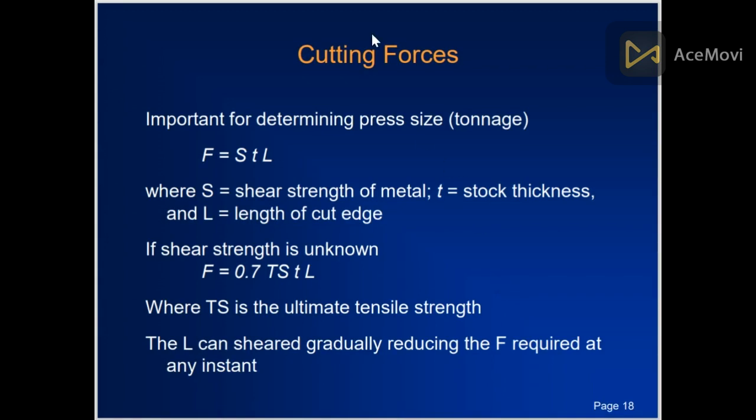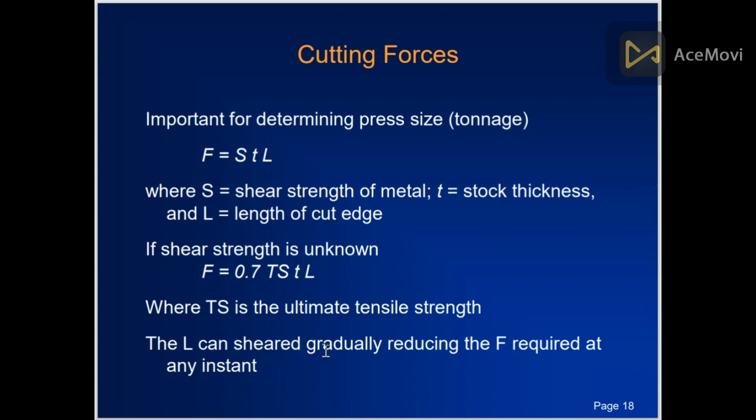Now this is the interesting and important part. What is the force required for cutting? It is important for determining the press size, the tonnage. F is equal to STL, where S is the shear strength of the metal, T is the stock thickness, and L is the length of the cut edge. If shear strength is not known, F is equal to 0.7 TS times TL, where TS is the ultimate tensile strength, T is the thickness, and L is the length of the cut edge.